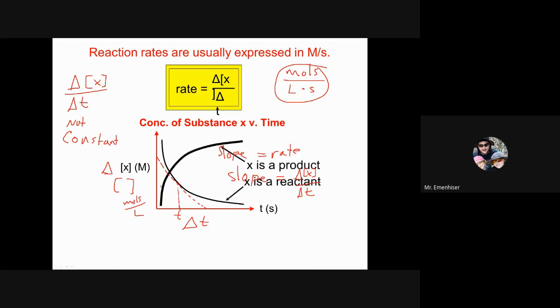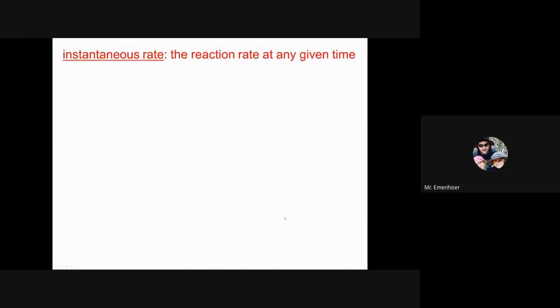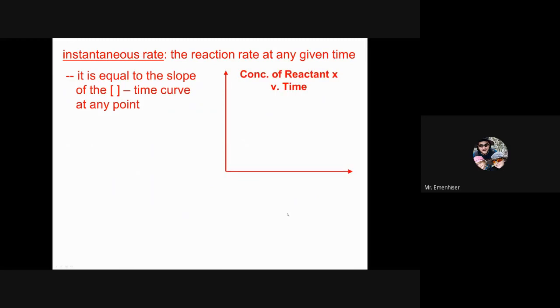Now if it's like this, then this is a product. You have very little product at the beginning. The reaction will start producing products, and as more and more products are produced, the reaction actually speeds up. Okay, so positive and negative. Reactants are negative, products are positive. Instantaneous rate is the reaction rate at any given time. It's equal to the slope of the concentration at any point.